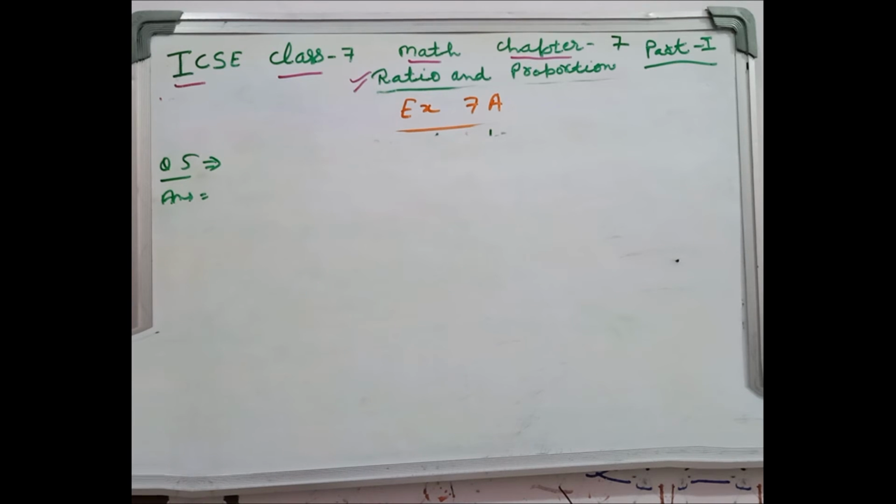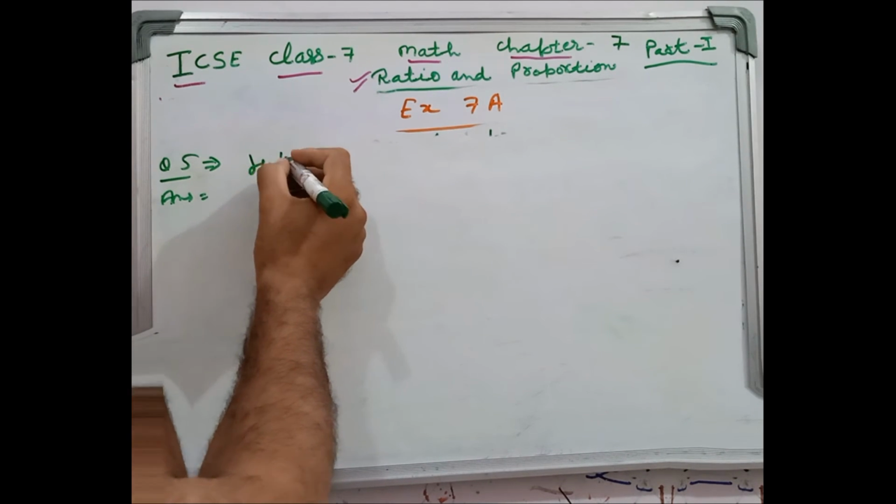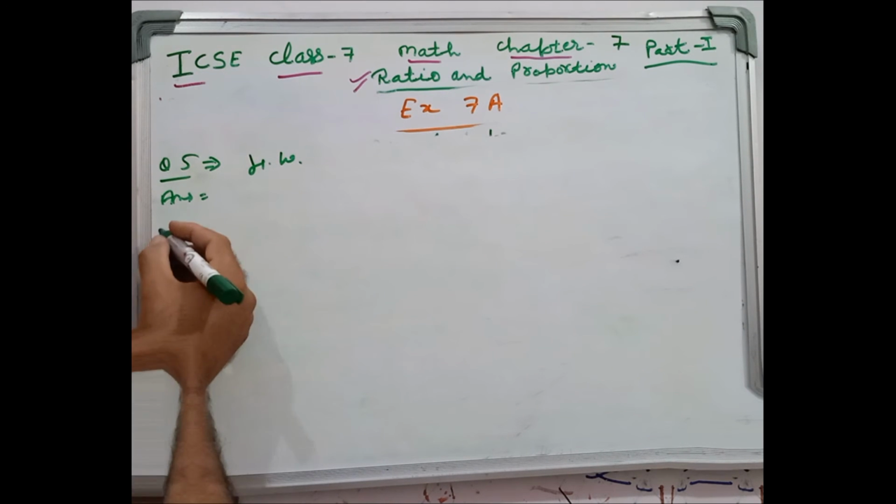Question number 5 is: a line segment of length 84 centimeters has been divided into two parts in the ratio 4:3. Find the length of each part. It is just like question number 4. Do it yourself. Here the total length is 84 and the sum of ratios will be 4 plus 3, 7. So the first part will be 4 by 7 multiplied by 84. The second part will be 3 by 7 multiplied by 84. So question number 5 is your homework. No problem in it.